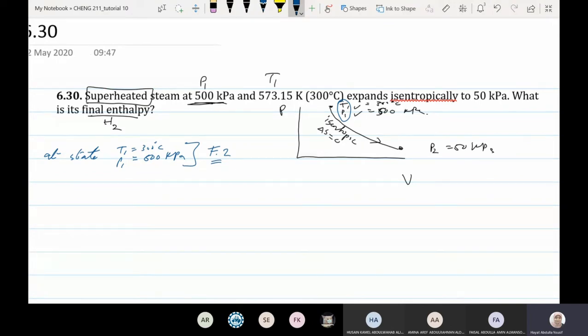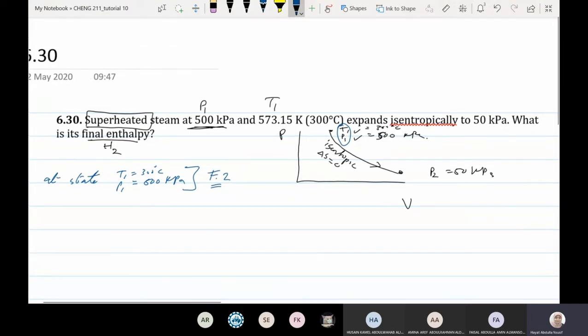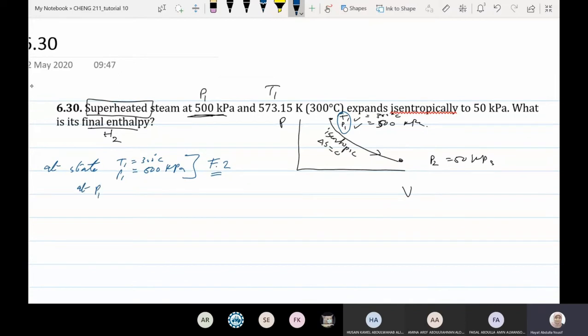So from table F2, at a pressure of P1, you will notice that the temperature that is given is greater than Tsat, okay? I'm just explaining how you have to check it. If the temperature is greater than Tsat, then it is superheated. Now here in the question, they already mentioned it is superheated. But make sure that you can read this information from the table.